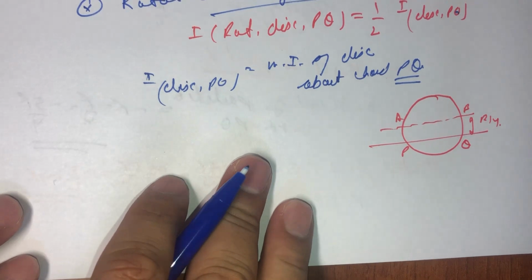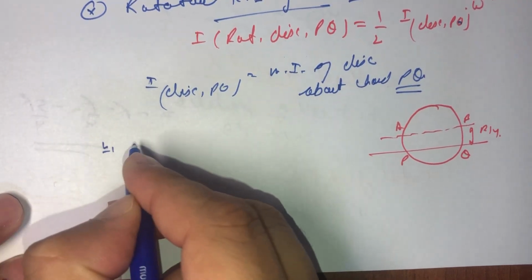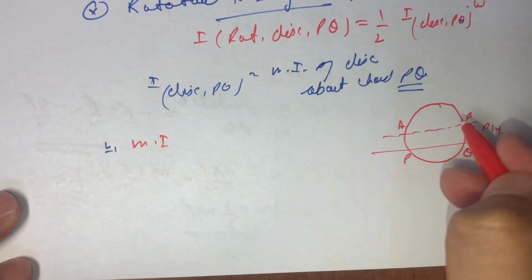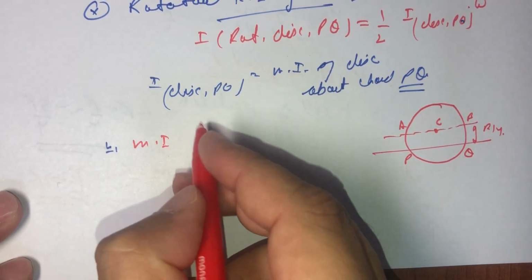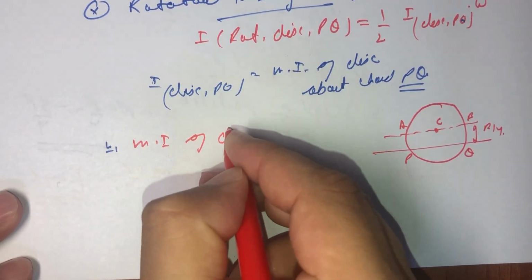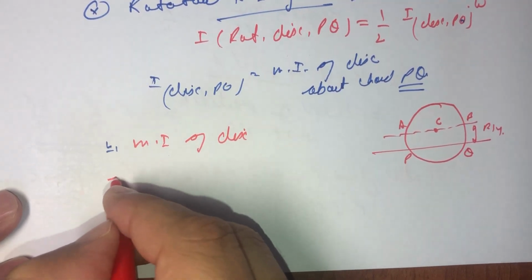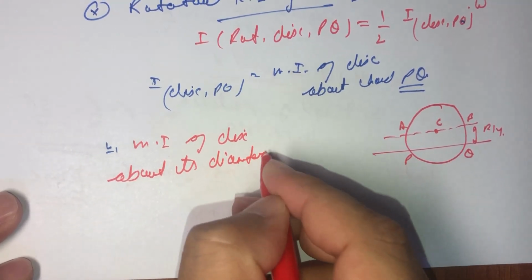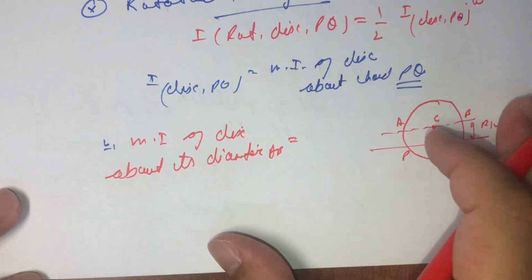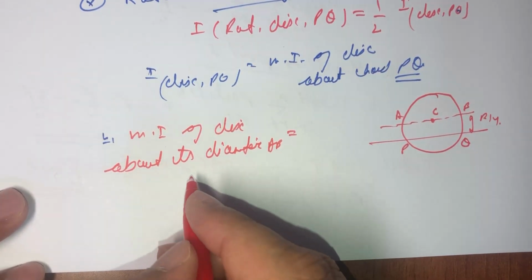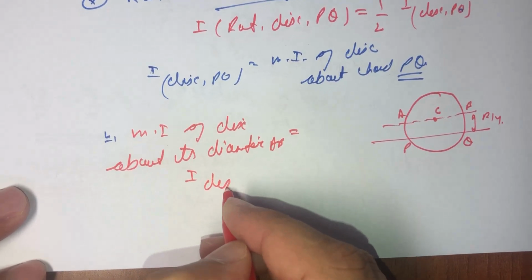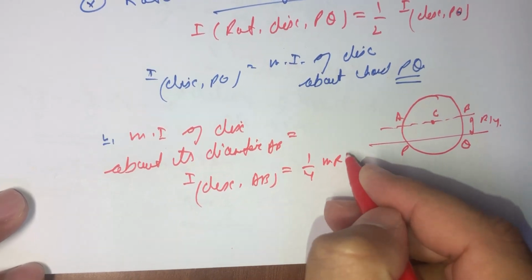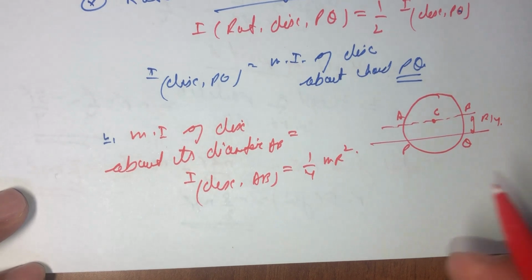So first of all we find out the moment of inertia of the disk about diameter AB. This is center C. The moment of inertia of the disk about its diameter AB will be equal to, let us write it as, I disk about AB will be equal to 1 by 4 mr square, where r is the radius and m is the mass.